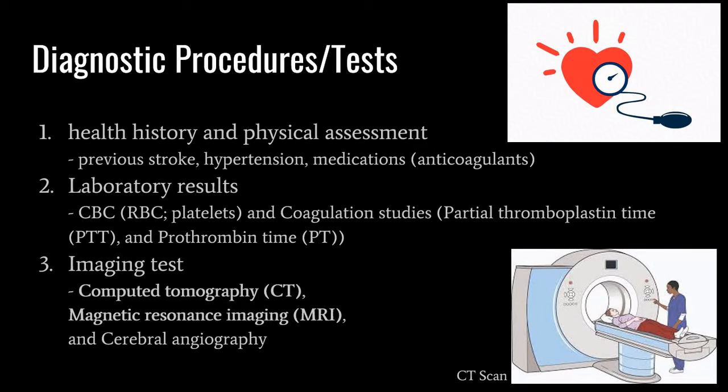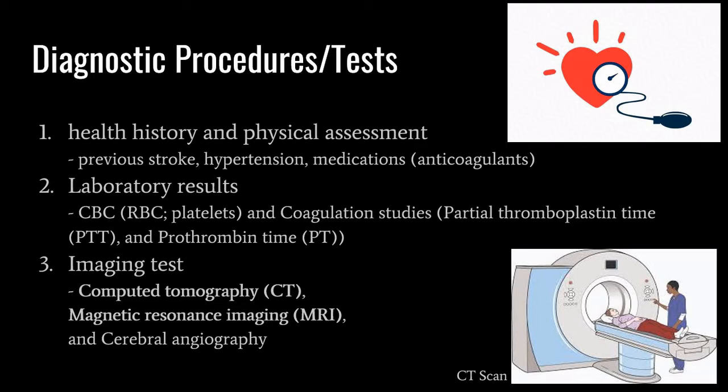The diagnostic procedures and tests involve three major types: the health history and physical assessment, laboratory results, and imaging tests. During health history, questions such as the occurrence of previous strokes, hypertension, and medications taken, such as anticoagulants as they decrease clot formation, are important to note. For physical examination, neurological assessment should be taken.